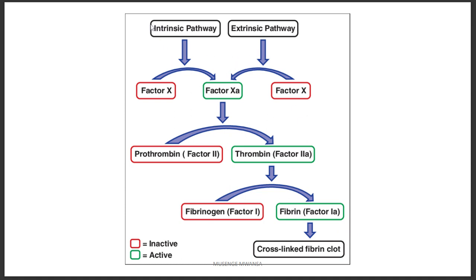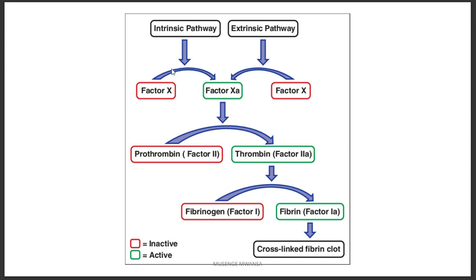On the intrinsic, we have got factor 12 into factor 12A. What made the conversion of factor 12 into factor 12A? It was the collagen which was exposed. The exposed collagen activates factor 12 to factor 12A. Factor 12A converts factor 11 to 11A. 11A converts 9 to 9A. 9A converts 8 to 8A. Now the 8A converts factor 10 to factor 10A.